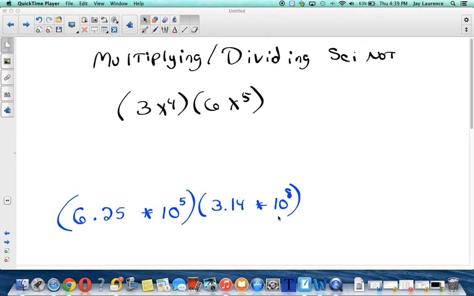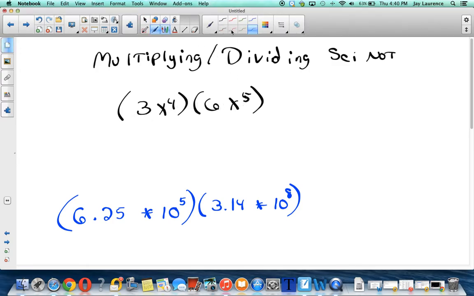Yeah, you sure do. Look at this problem here. The quantity 3x to the 4th times the quantity 6x to the 5th. Well, in that problem, wouldn't you multiply the 3 times the 6 and get 18? And x to the 4th times x to the 5th, and you get x to the 9th, right? I'm going to do this problem very much the same way.